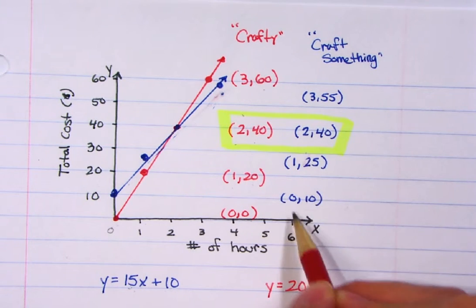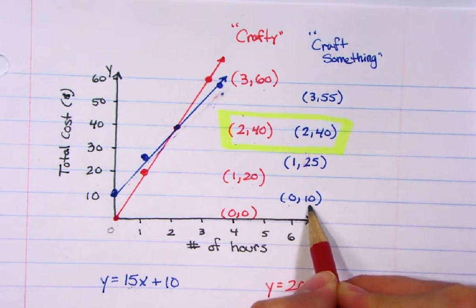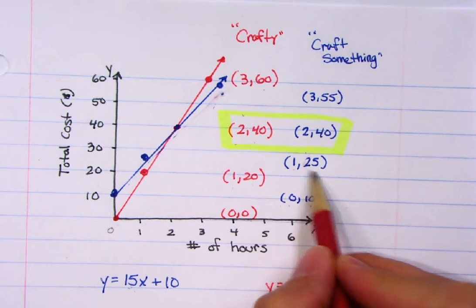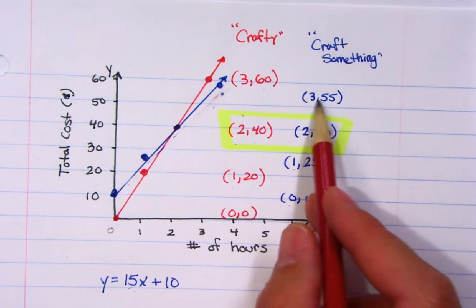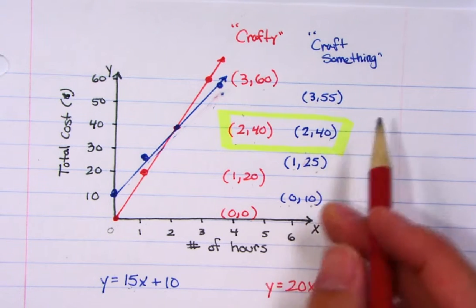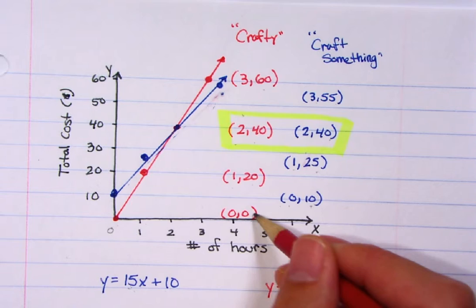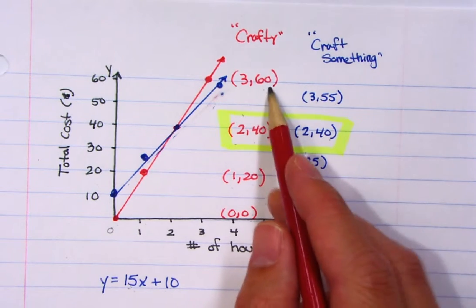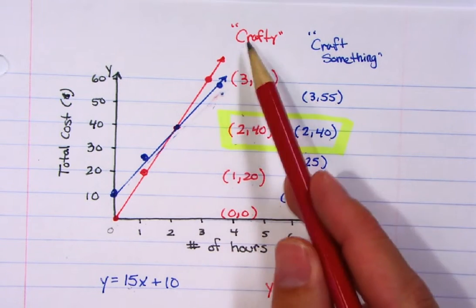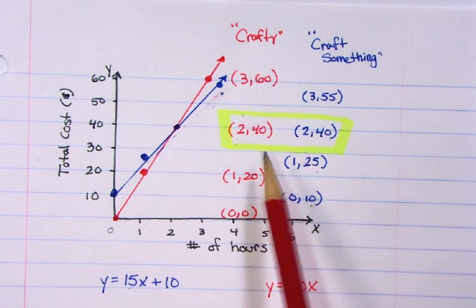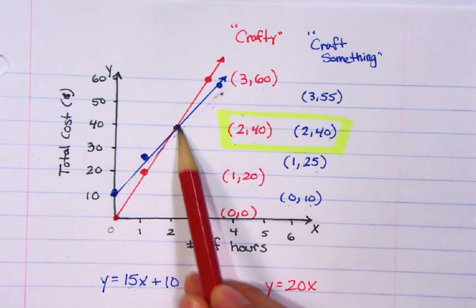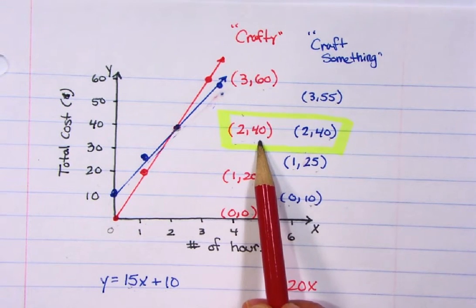For Craft Something, I'm sorry, 0 hours, $10, right? That was for the supplies before I even started. After an hour, I paid $25 total. After 2 hours, it was $40 total. And 3 hours, $55. So you can see, even though this started off lower, it became more expensive, right? That's why this line is going up like that, steep. And so what I'm going to do is I find out that, wait a minute, they both cross at this same point at 2, 40.